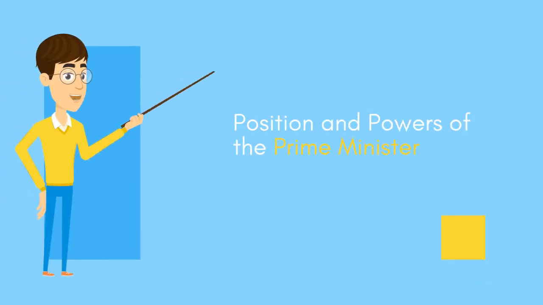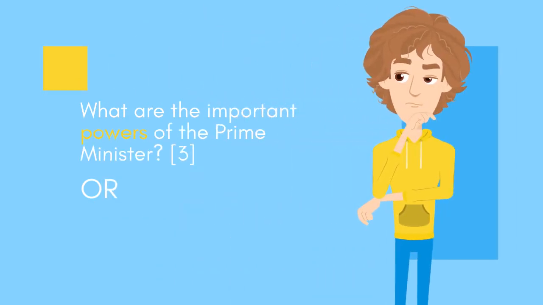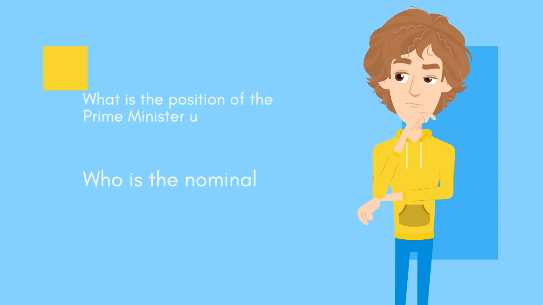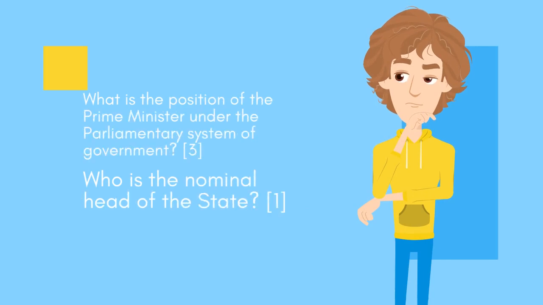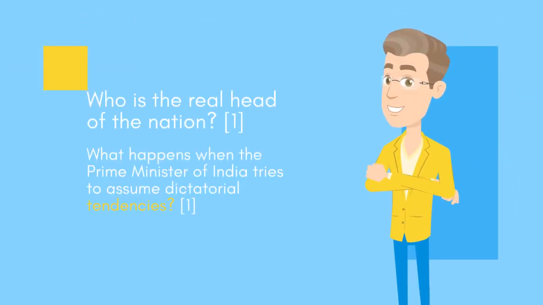Position and powers of the Prime Minister. What are the important powers of the Prime Minister? What is the position of the Prime Minister under the parliamentary system of government? Who is the nominal head of the state? Who is the real head of the nation?